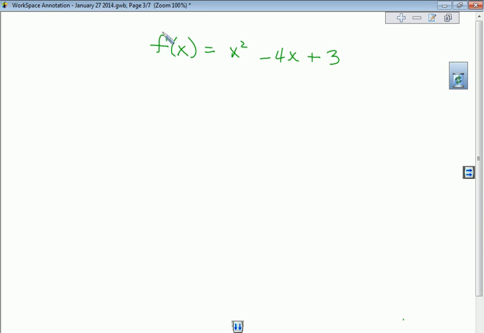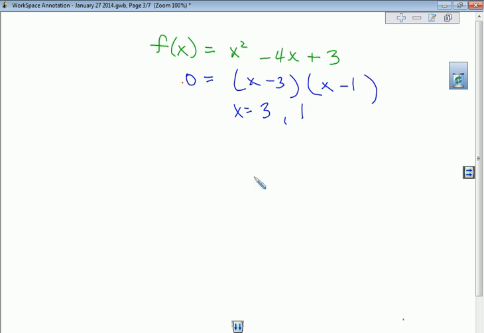Okay, so if we have this function, f of x equals x squared minus 4x plus 3, to find the zeros, what do we do? We set it equal to 0 and factor. And so how would this particular function factor? x minus 3, x minus 1. So we know our zeros of the function are 3 and 1.